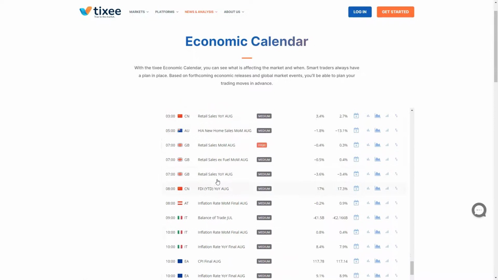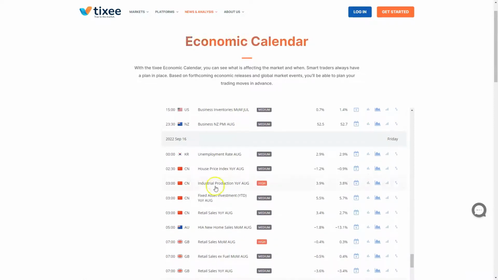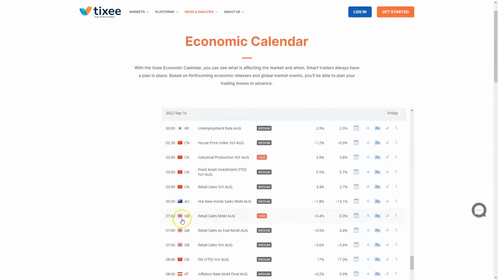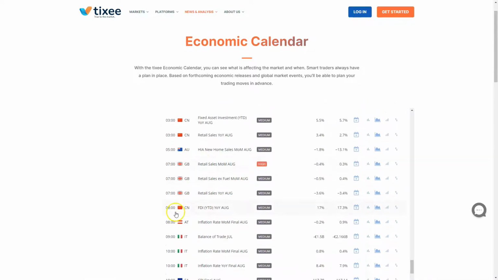And then looking at Friday, we're going to have production data from China at 3 in the morning UK time, with the second high impact event of the day being retail sales figures from the UK. And again, just like it was with the previous events, we're going to have another set of events being released around about the same time, which is pretty much similar to one another.